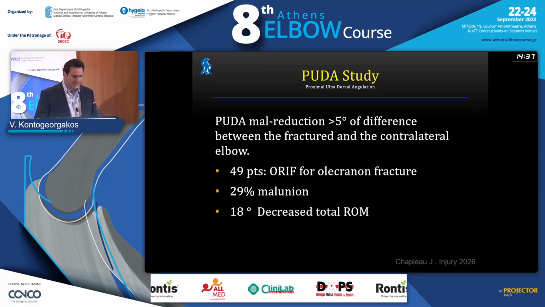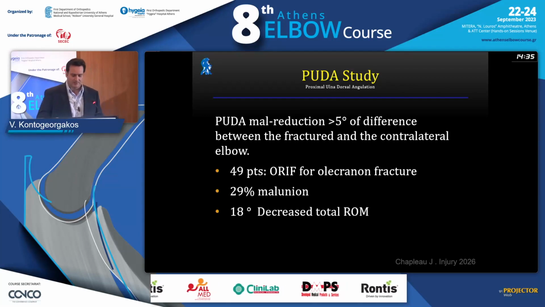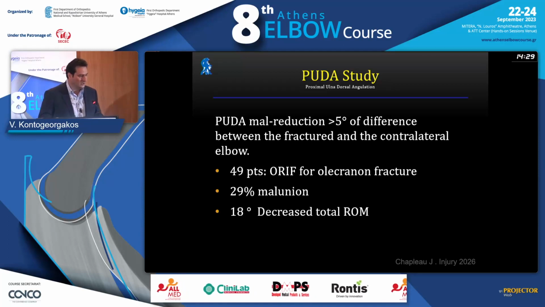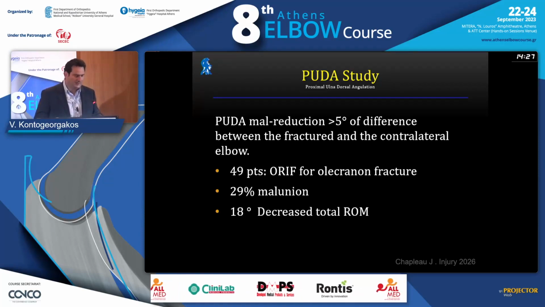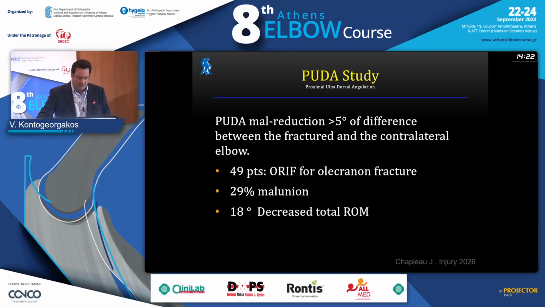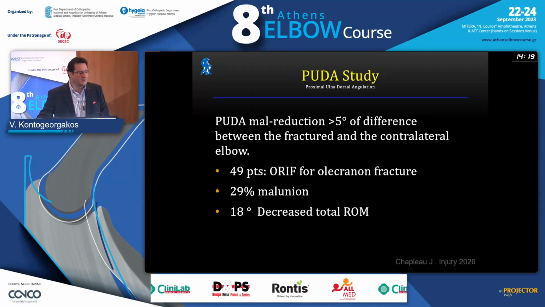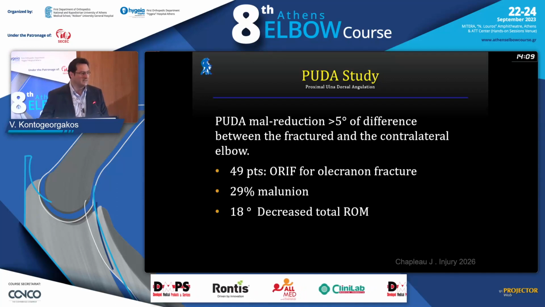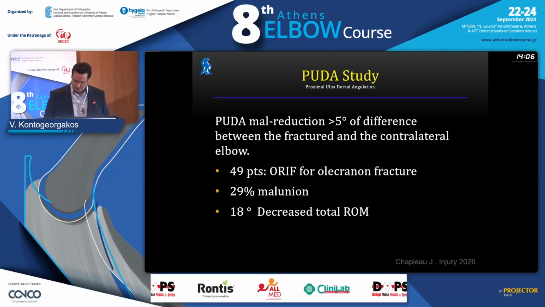And this is a very recent study, the PUDA study, evaluating the reduction of the dorsal angulation of the proximal ulna after fracture. Almost 50 patients were treated surgically for proximal ulnar fractures, and they had about 30% malunion, defined as malunion more than 5 degrees difference between the fracture and the contralateral elbow, and this resulted in about 20 degrees loss of total elbow range of motion.